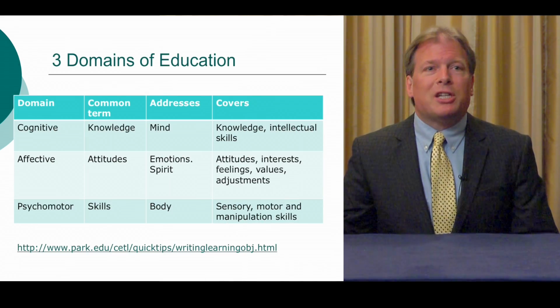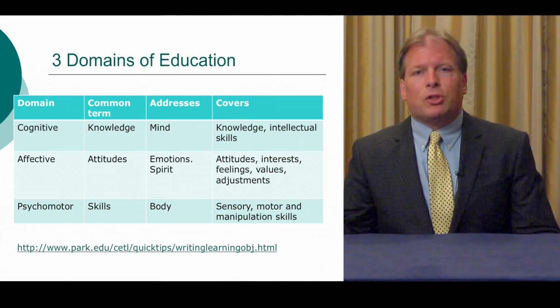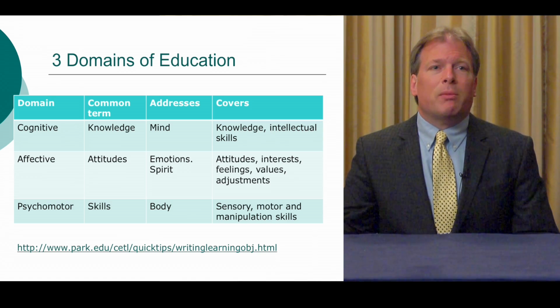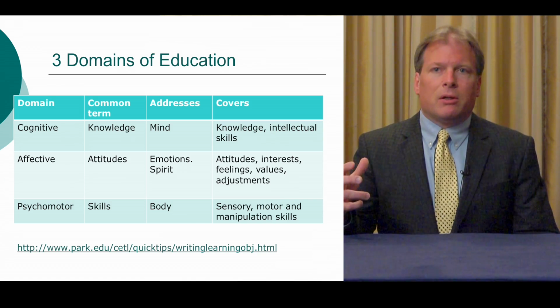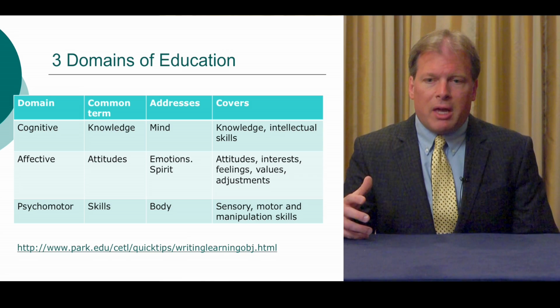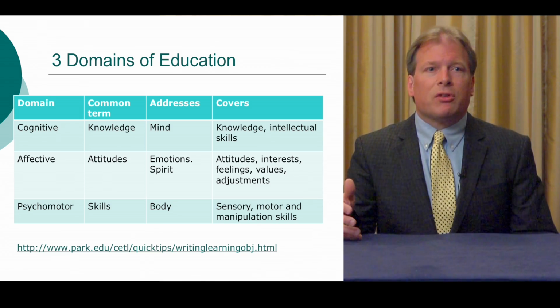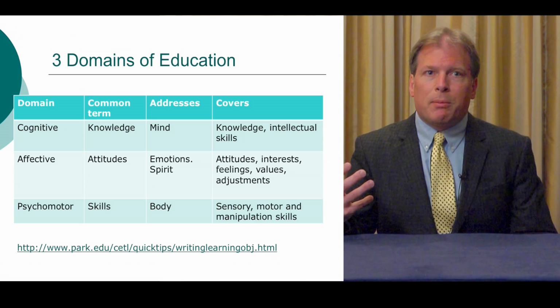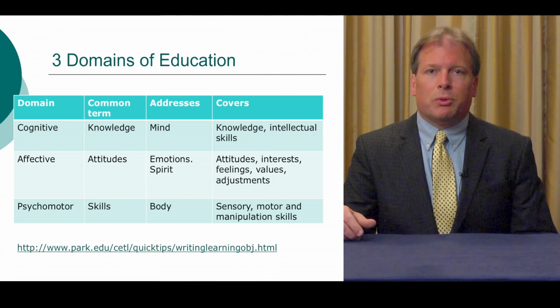When you look at education, there are different domains: cognitive, affective, and psychomotor. We think about common terms for these areas and what they cover. For example, in cognitive, we look at knowledge, the medical knowledge. We look at the mind, how people are thinking, their intellectual skills. And most of us think of those areas.